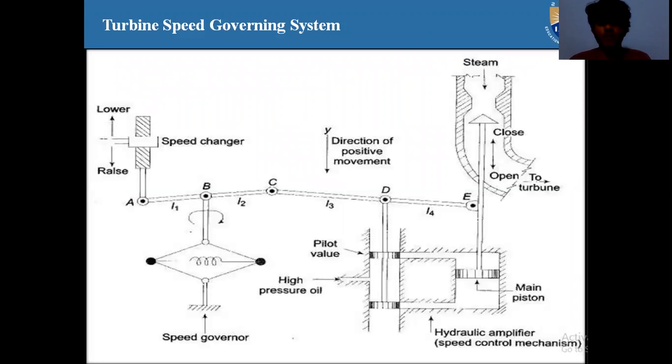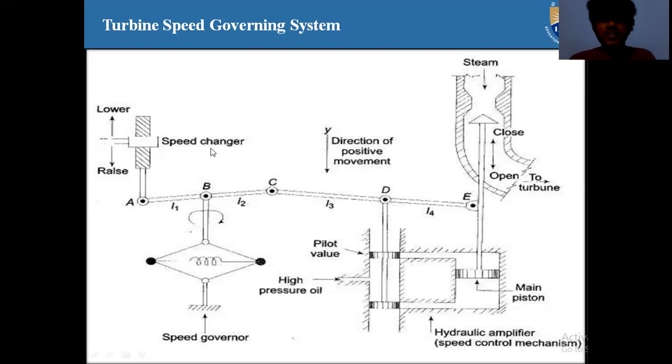It consists of a speed changer. Here you can see the lower and raise. And here you can see the different parts like different nodes, which are A, B, C, D, E. You can see the junction, and here you can see the speed governor, the pilot valve as well as high pressure oil, and here it is a main piston and hydraulic amplifier. Here you can see the steam, which is closed and open. So what happens here exactly?